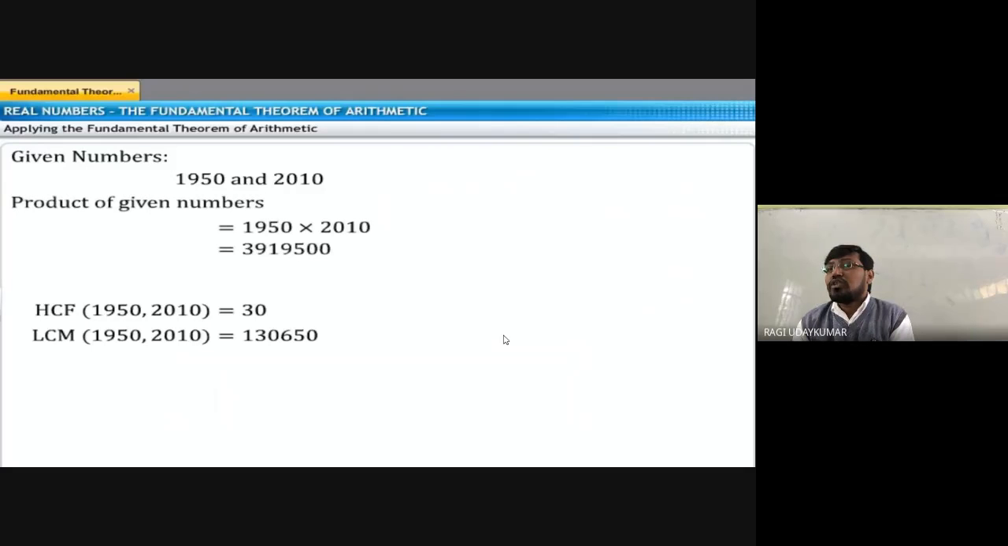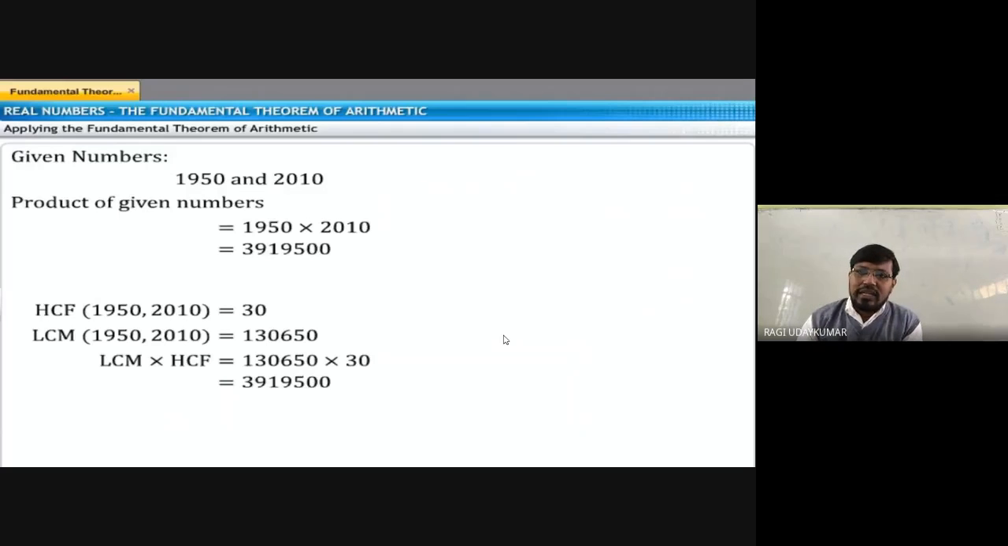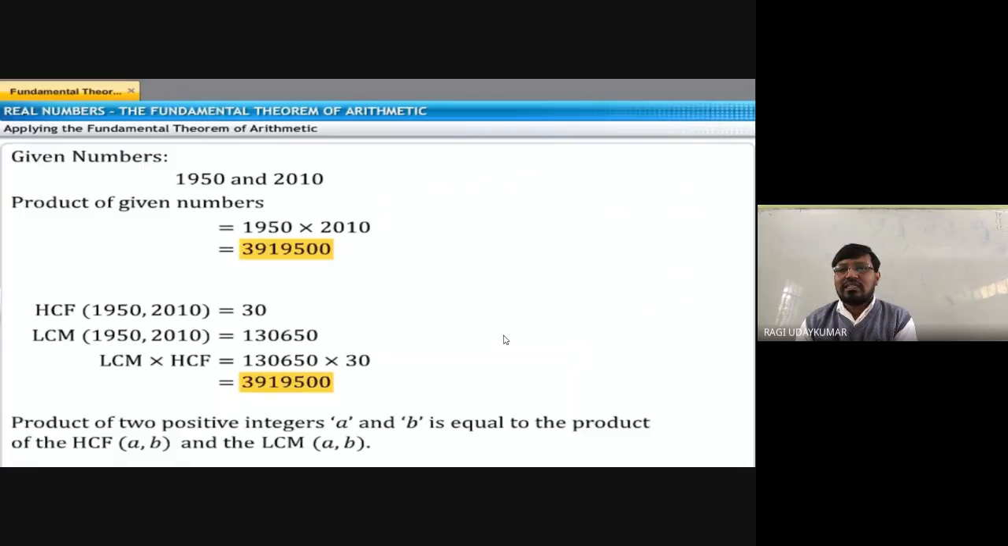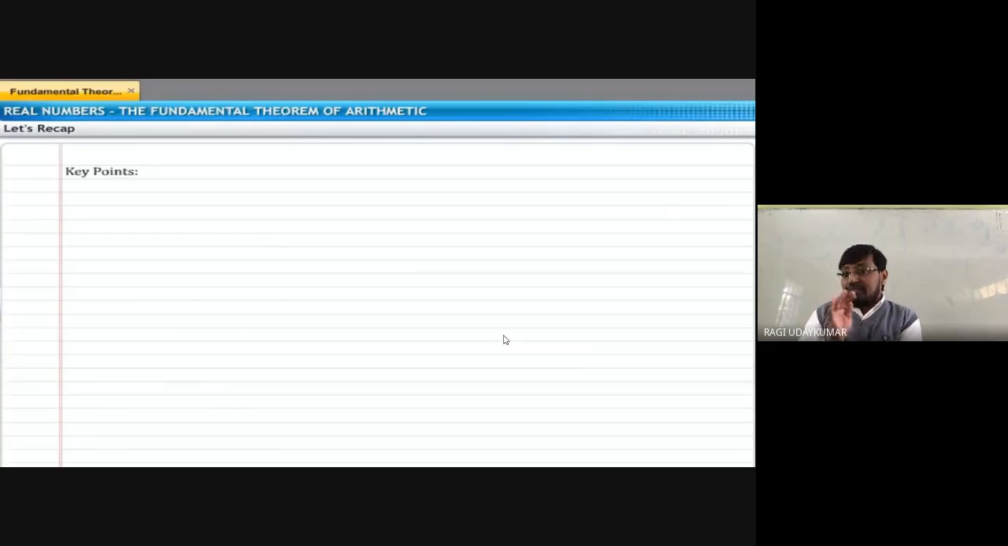So the product of the two numbers will be equal to the product of the LCM and HCF. You observe that for any two numbers, not only 1950 and 2010, the product of the LCM of the two numbers and the HCF of the two numbers will be equal to the product of the two numbers. Only this is possible for two numbers only. For 3 numbers and 4 numbers it is not applicable. Okay? Only for two numbers. For 3 numbers, it is not applicable.